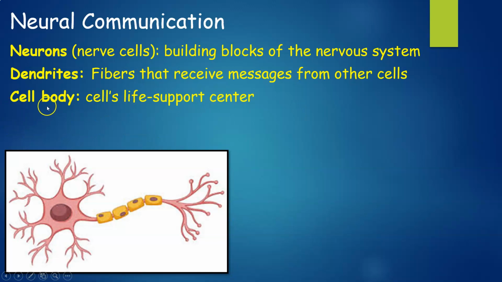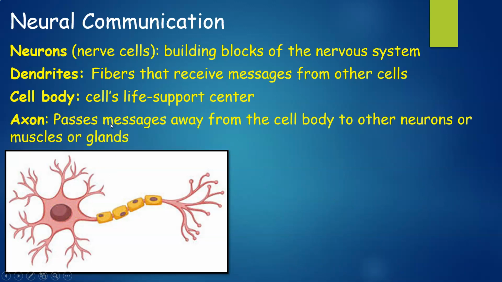The cell body. The cell's life support center. Much like the tank has a body where the soldiers are on the inside, a neuron has a cell body. The life support center is right in the middle. Then we have an axon. In the tank, that would be like the cannon. The axon passes messages away from the cell body to other neurons or muscles or glands. So it's firing, it's sending messages away.